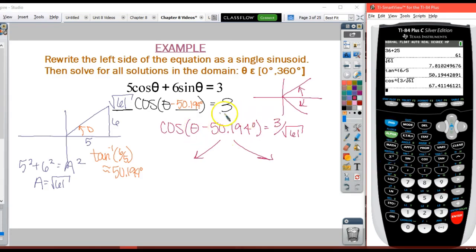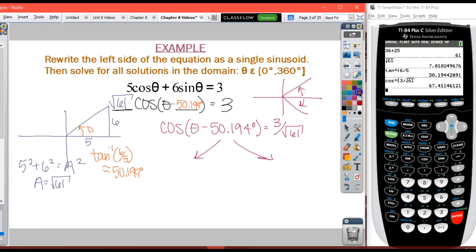So I know that the inside here, theta minus 50.194 degrees, will have to equal 67.411 degrees. And I know that if 67 degrees is an answer, then the negative of that will also be an answer. So I'm going to set the inside equal to the same angle, but negative. So then my last step for each of these would be to add 50.194 to both sides.